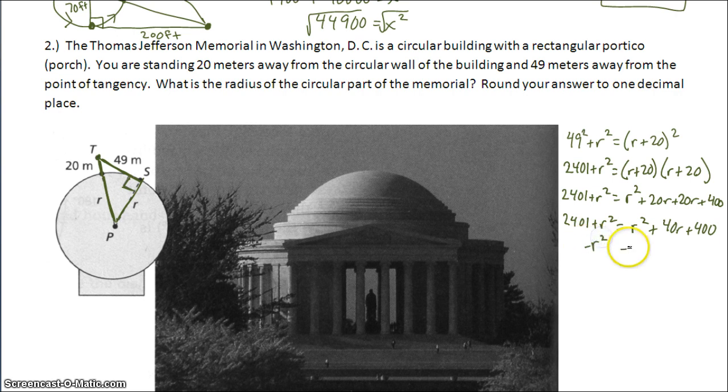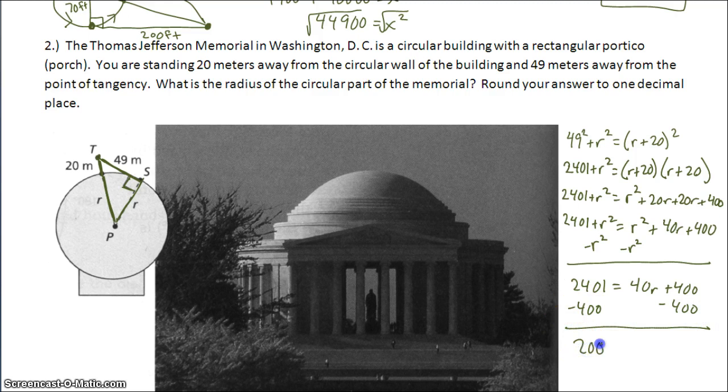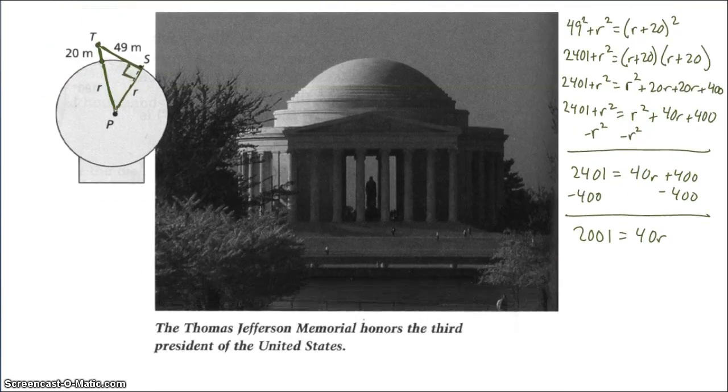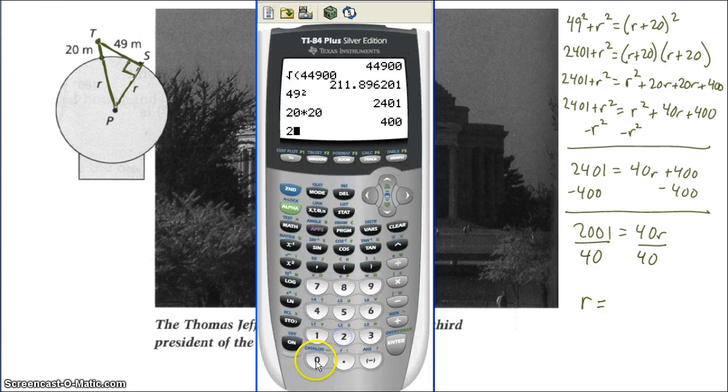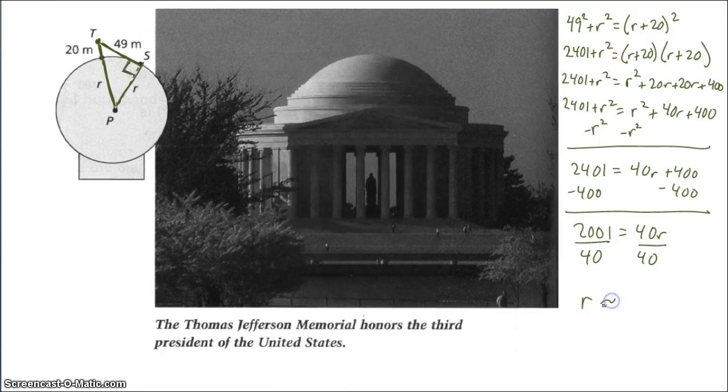Subtract my r squareds. And in this problem, my r squareds drop out. Subtract 400 from both sides. Divide both sides by 40, and r is going to equal, if I round to 1 decimal place, about 50 feet. Which makes sense in a problem like this. If the tangent line is 49, that radius being 50 feet makes sense.